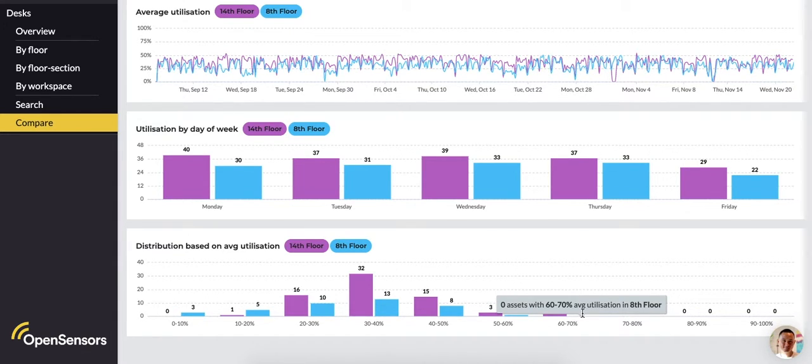Comparing desk utilization by floor at different locations will help you understand how desk space is used across your real estate in more detail. You can use these insights in order to accommodate new headcount or reduce office space when you've seen that it's highly underutilized.